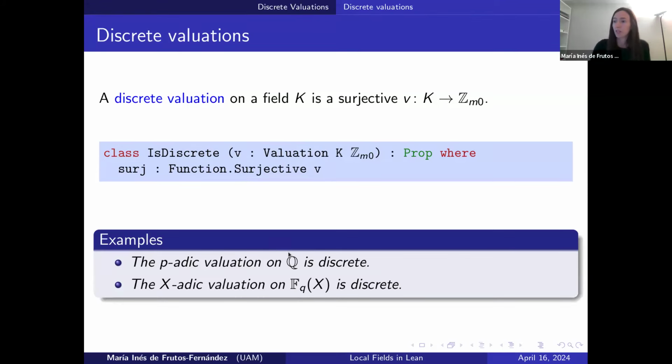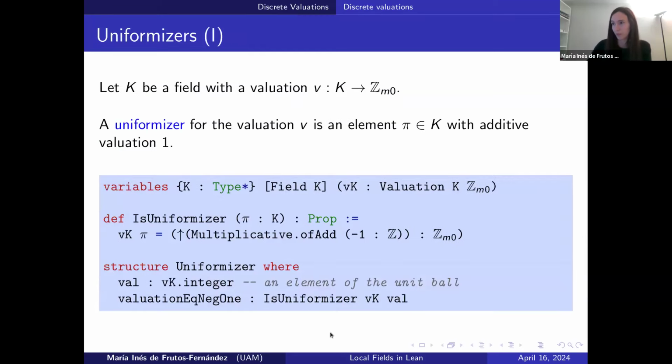Some examples of discrete valuations will be the p-adic valuation on Q or the x-adic valuation on the field F_q((X)) of rational functions over F_q. One reason that discrete valuations are nice is that they have uniformizers. A uniformizer for a valuation v on a field K is an element pi of the field which has additive valuation equal to 1.